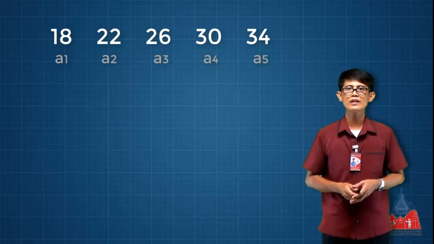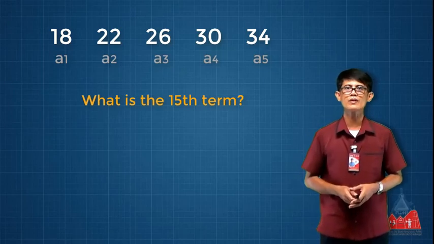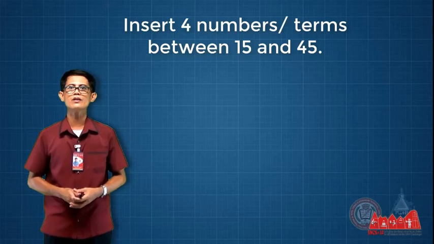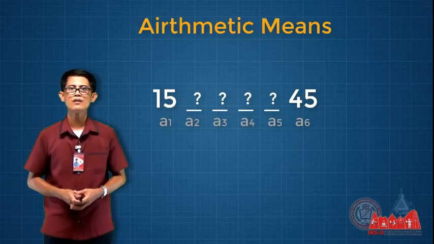Now I'll try this using the formula. Given the number sequence 18, 22, 26, 30, 34, and so on, what is the 15th term of the arithmetic sequence? How about this one? Insert 4 numbers or terms between 15 and 45. We call these missing terms arithmetic means, or the missing terms in between known terms.